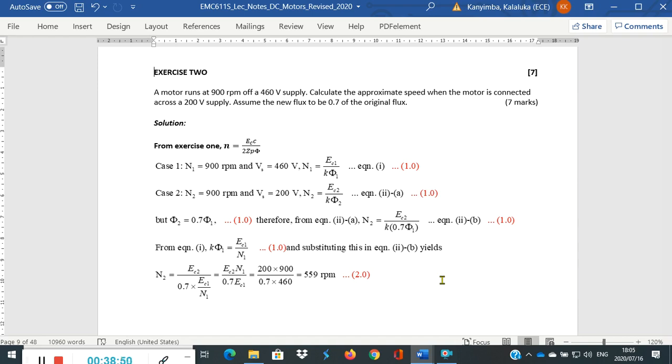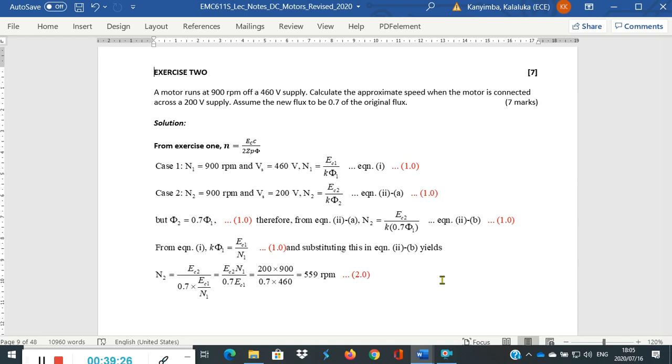So when we change the voltage supply, the flux also changed. Because the voltage supply became smaller, the flux also became smaller. So maybe this was a shunt motor. So we want the new speed now. We have changed the flux. If it was a separately excited motor, once again, the flux has changed because the voltage supply has changed.